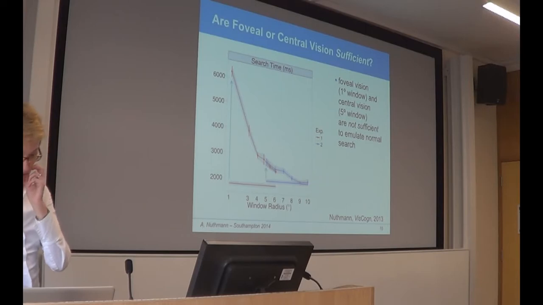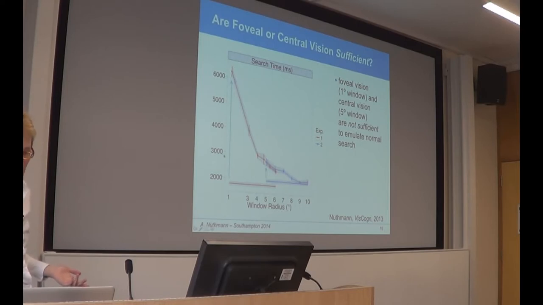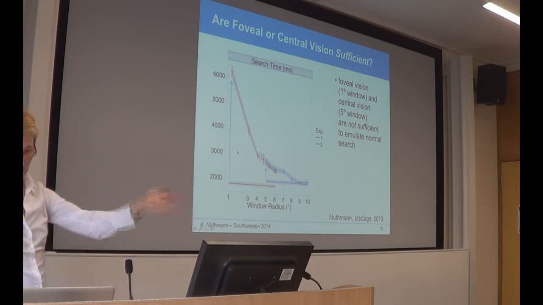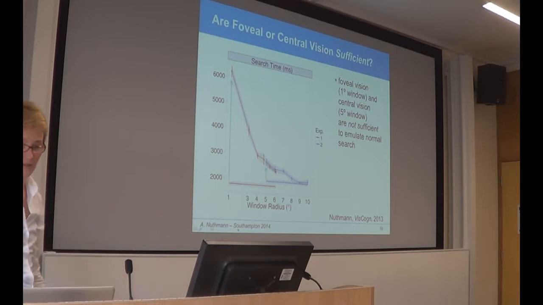So, the data now also speak to the question whether foveal vision, the 1 degree condition, or central vision, the 5 degree condition, are sufficient to do the task. And that's not the case because in both conditions we observe search time costs, right? So if I give you central vision only, that's not sufficient to emulate normal search performance.